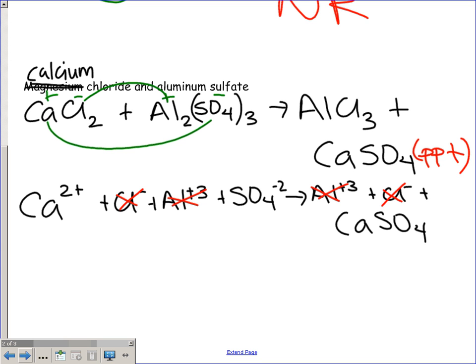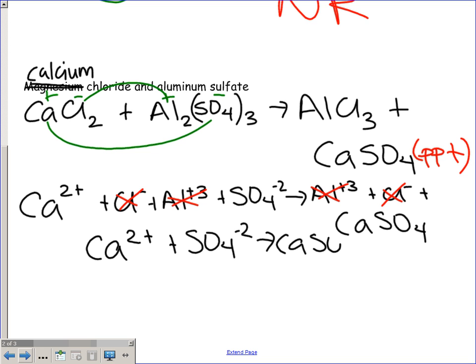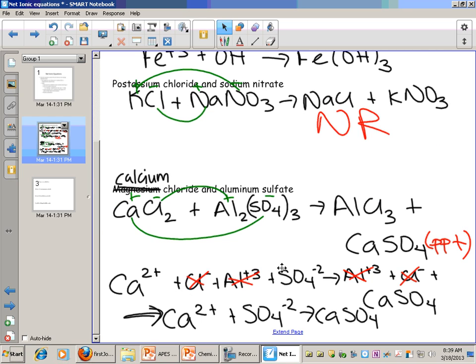Now I can rewrite my equation. Ca2 plus SO4 negative 2 yields CaSO4. This is what I have to see. The rest of this you can do on your own to help you get to that last net ionic equation. You do not have to show all of that work, but until you have a fairly strong grasp of this material, it will help you to work it out step by step.